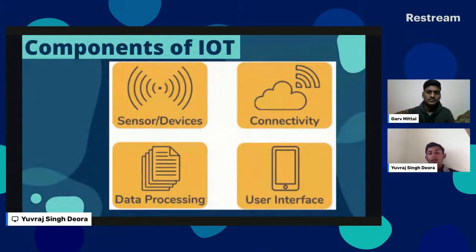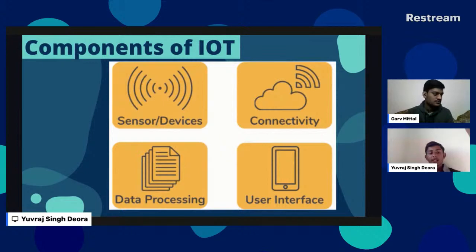So the first and the most important component is sensors, right? The sensor works at the ground level of IoT, right? These are the only ones which collect the data from different sources, right? Suppose if you are using a humidity and temperature sensor, then they will collect the data of the level of humidity and temperature in that particular area, and then they will send it to the microcontroller.